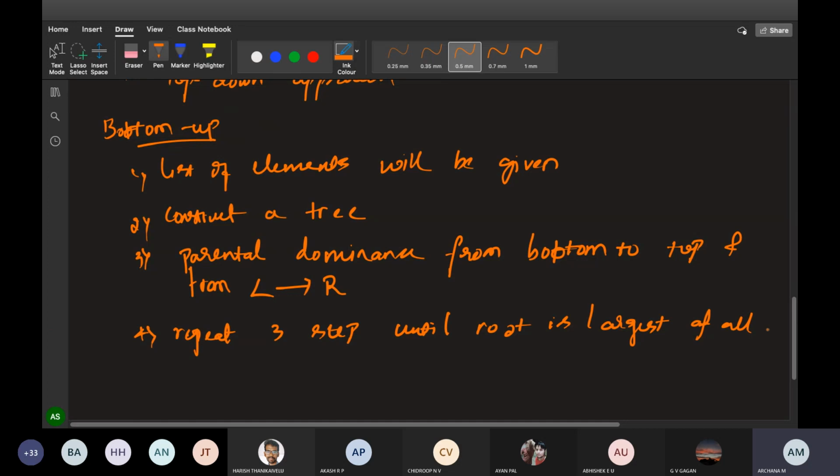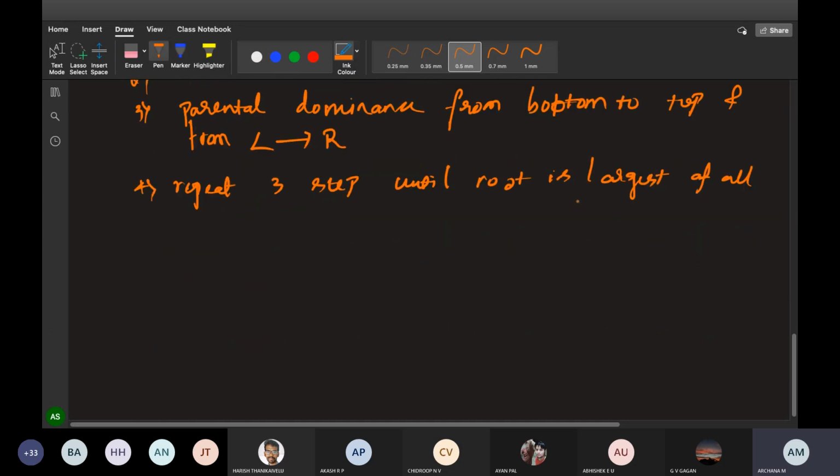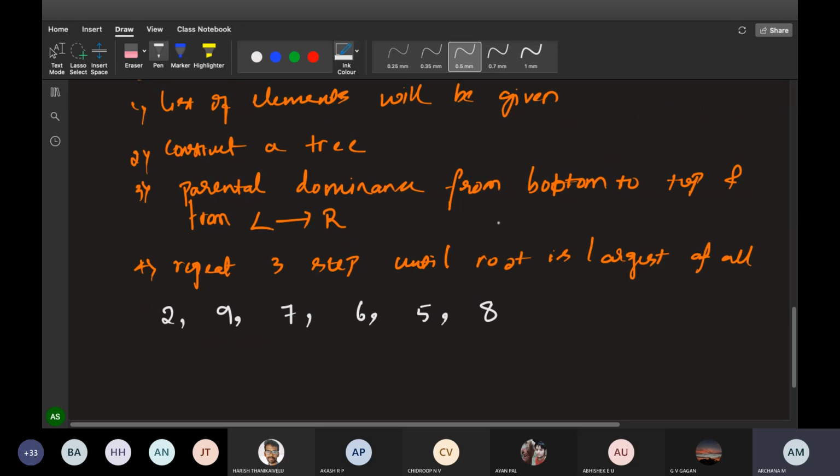Now we will go with a simple example. For example, a simple list of numbers is given: 2, 9, 7, 6, 5, 8. So the list of numbers will be given like this. What you have to do? The list of elements will be given. The first step is done. Now construct a tree from this.